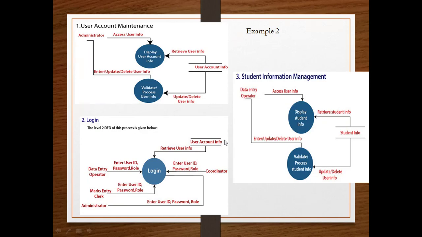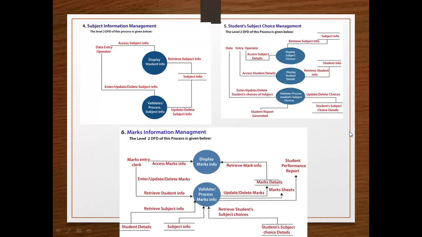Then student information management. Here it will display student info or validate the process. The data entry operator is going to update and delete the user info, and it is going to give access to the user info. All this can be retrieved from the student info, that is display student information. It is going to take the data from this database. So this is student information management.